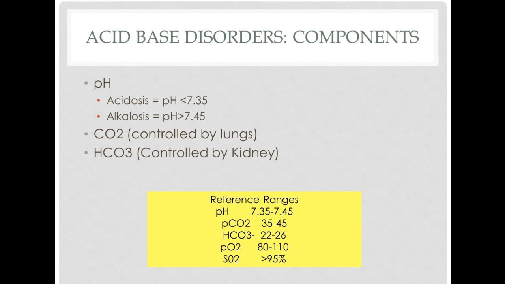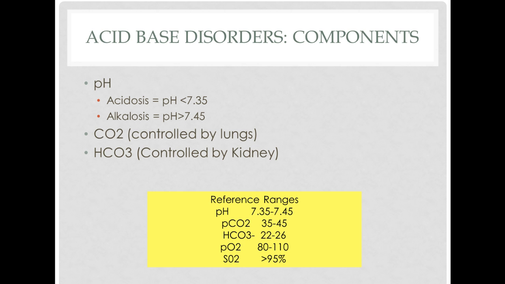I have some reference ranges in the yellow screen below. You see I have a reference range of 7.35 to 7.45. Therefore, if somebody's falling below 7.35, or 7.34 or below, they're going to be acidic. If they are above 7.45, they would be considered in alkalosis. I have CO2, which is controlled by the lungs, with a reference range of 35 to 45, and bicarb, which is controlled by the kidneys, having a range of 22 to 26.